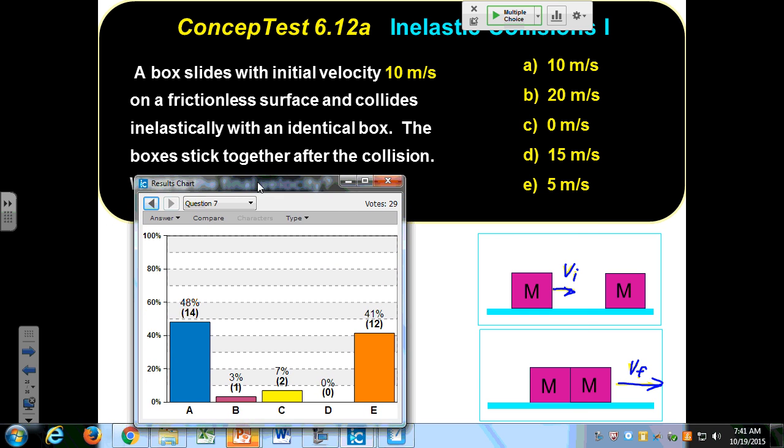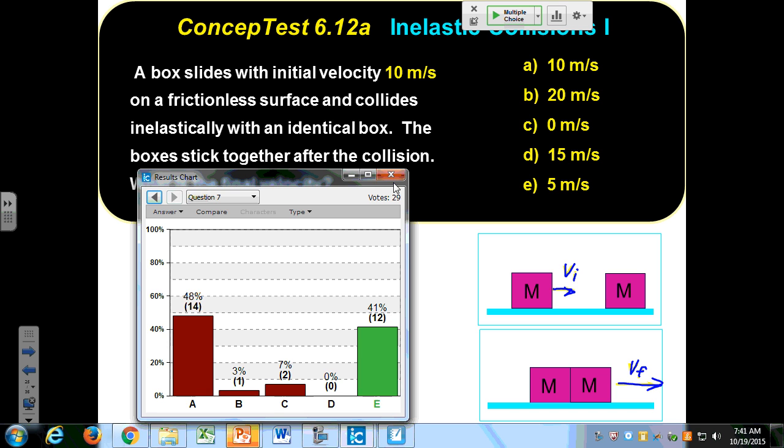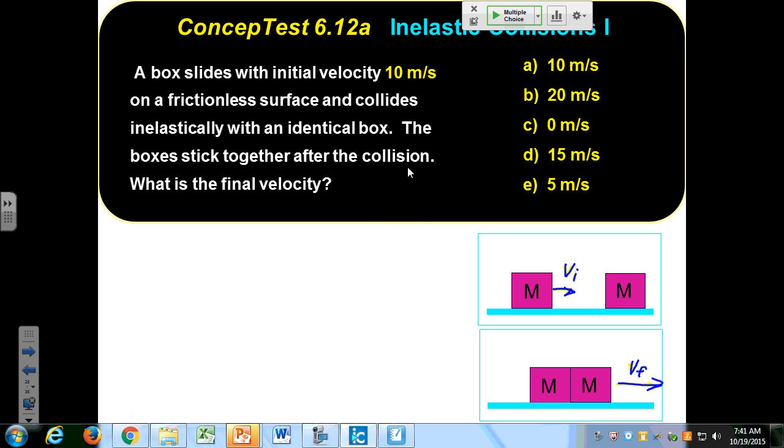It's not 10 meters per second. It is E, 5 meters per second. Make sure that you're up to speed on doing these. You're going to have collisions on your test coming up on Wednesday.